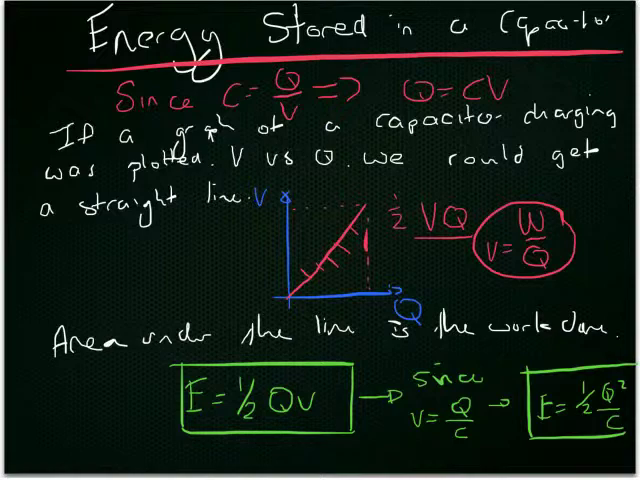Okay, so what's the energy stored in a capacitor? Well, we know that C equals Q over V, from your capacitance formula. So, charge per unit volt, or charge per unit potential difference. Here you've got Q equals CV, rearranged.